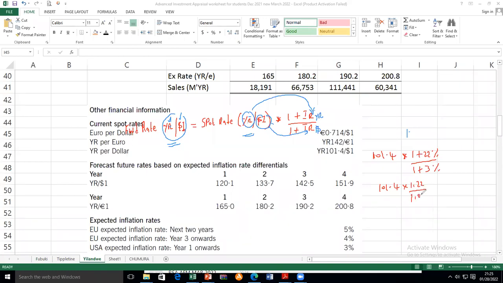What is the answer? What's the answer, please? I'm getting one. The answer is 120.1.